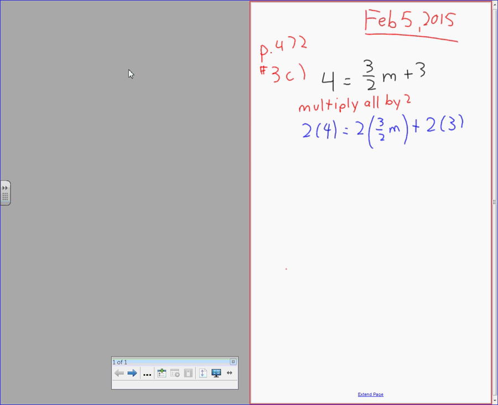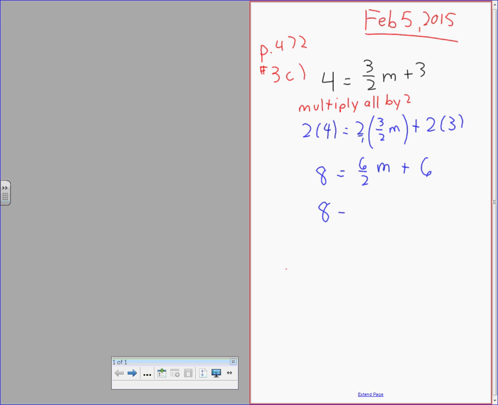Emily, I'm picking on you. 2 times 4 is? Good. 2 over 1 times 3 over 2 changes to what? 2 over, so this is like over 1, right? 6 over 2. And 3 times 2 is? Good. Now you can skip this step if you want to go right to the next line. Jasmine, what's the next line going to be? 8 plus 6 equals 6 over 2.